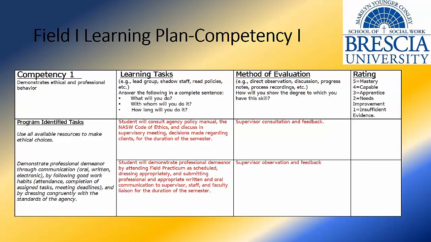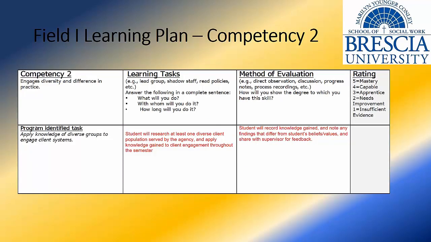The last column is for rating the student's level of skill demonstration for each of the tasks. The ratings range from 1 to 5, with 1 indicating that the student demonstrated insufficient evidence to rate their skill, and 5 indicating mastery of the skill. Listed in red are sample learning tasks, which encompass the program-identified task for each one of the competencies as well as the method of evaluation. Please take a moment to look at sample learning tasks for competencies 2 through 9. You may pause the video on any slide for which you would like to take a closer look.